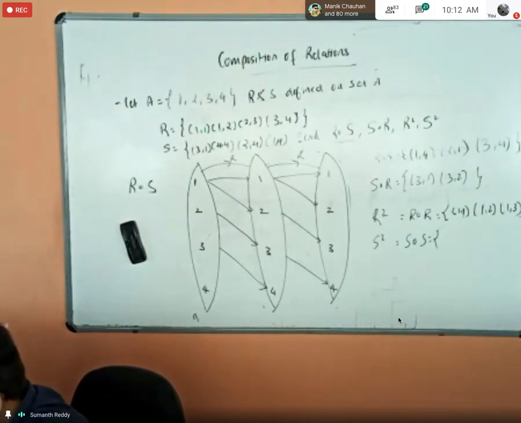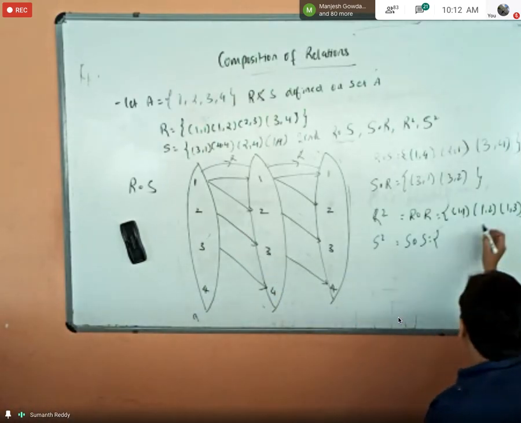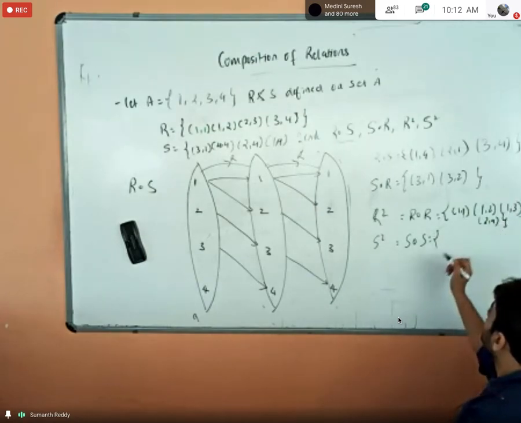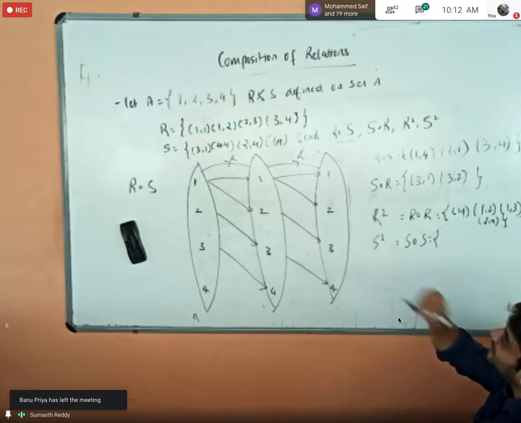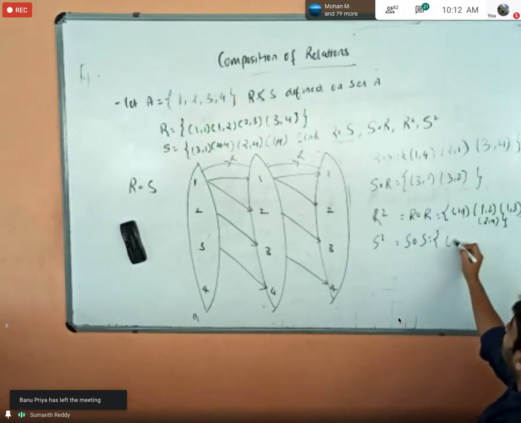Some people have written (2, 4). Yeah, it's correct. Sorry, 2 leads to 3 and 3 leads to 4. (2, 4) is also correct. Fine. Okay, so S square will be, I'll just try to write like that only, (3, 1) and (1, 4). So you'll be having (3, 4).